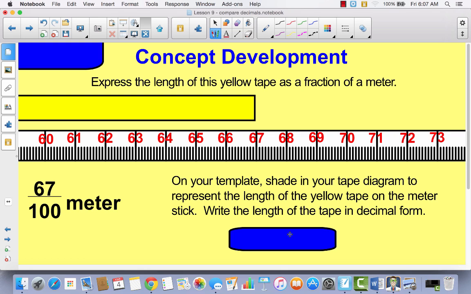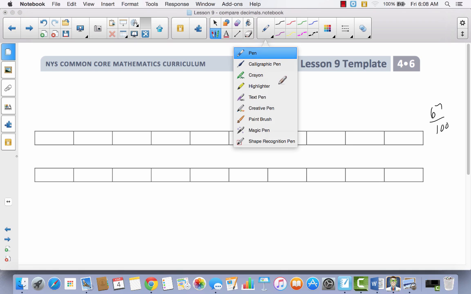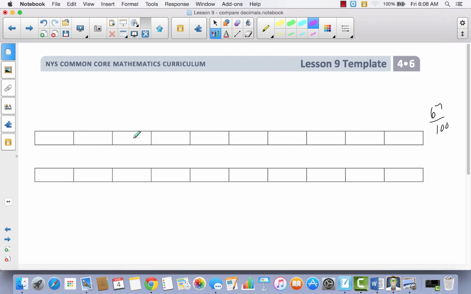Okay, so let's go back to that template that we had. All right, so we're going to express 67 hundredths. So we have 1, 2, 3, 4, 5, 6, 7, 8, 9, 10 boxes, right? We don't have 100. So each of these boxes has a value of what? Has a value of 10. We have 10, 20, 30, 40, 50, 60, 70, 80, 90, 100. So let's go ahead and shade 60. So we have 10, 20, 30, 40, 50, 60.